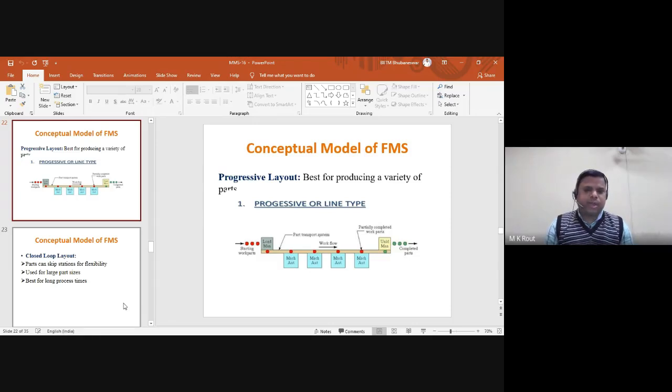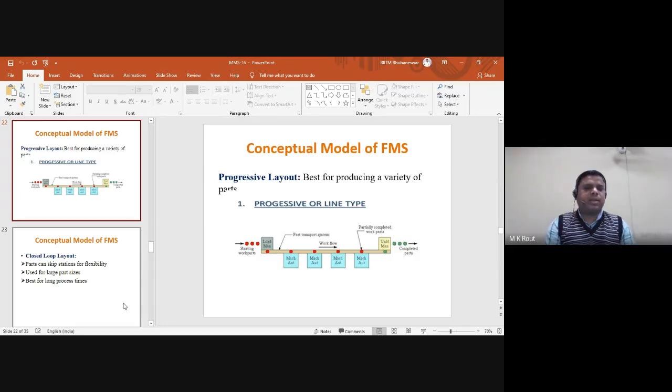As you see in this particular figure, it consists of 4 workstations, starting from loading of the machine, then performing different tasks from machine 1, machine 2, machine 3, and machine 4. Finally, the job is unloaded and the part is completed. In this regard, the starting work part and the part transportation system enable different operations in a progressive manner. There is no particular buffer between the machines, and parts easily flow from one place to another in a progressive manner.